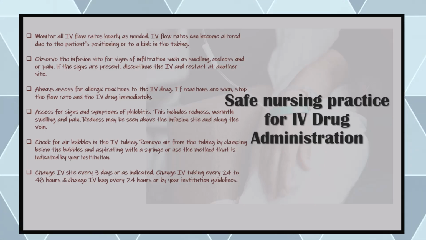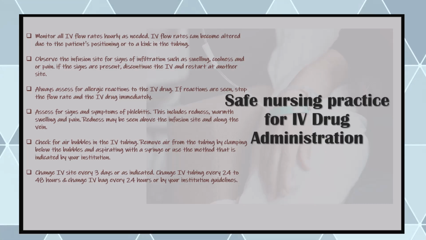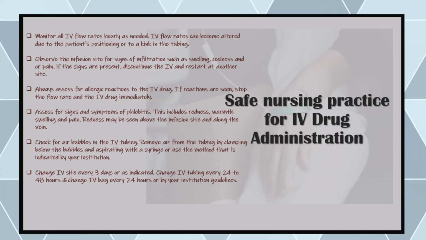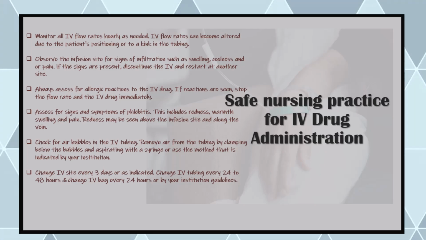Remove air from the tubing by clamping below the bubbles and aspirating with a syringe, or use the method that is indicated by your institution. And lastly, change your IV site every 3 days or as indicated. Change IV tubing every 24 to 48 hours and change IV bag every 24 hours or by your institutional guidelines.